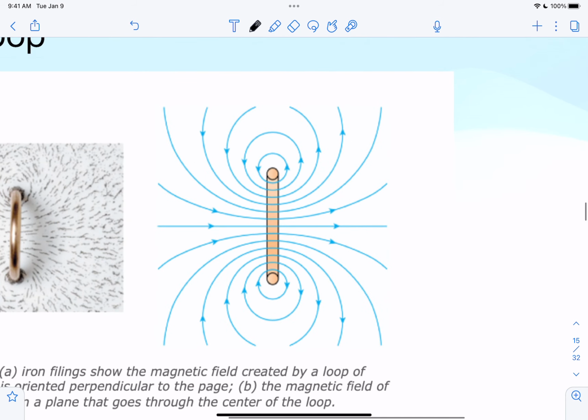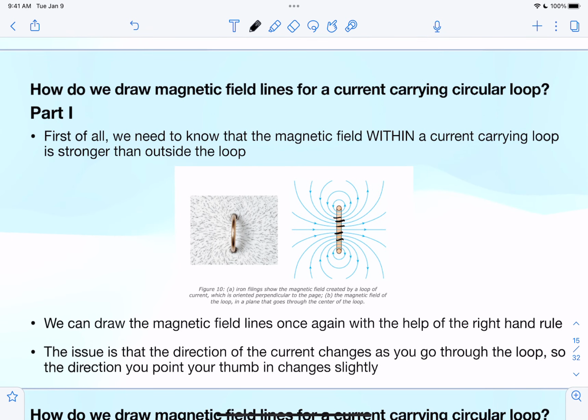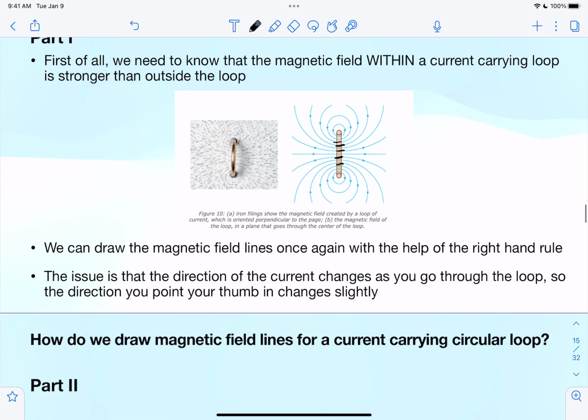So within the loop here, you can see that the lines are much closer together as opposed to outside of the loop. They're more spaced out. So the magnetic field is stronger inside the current loop, which kind of makes sense, right? And so we can draw these magnetic field lines once again with the help of the right-hand rule.